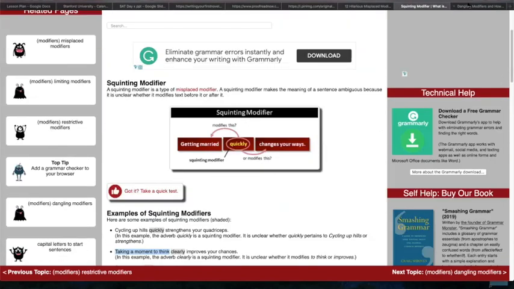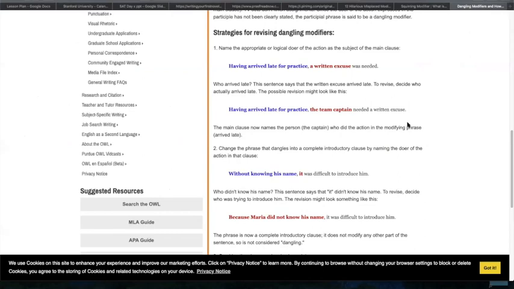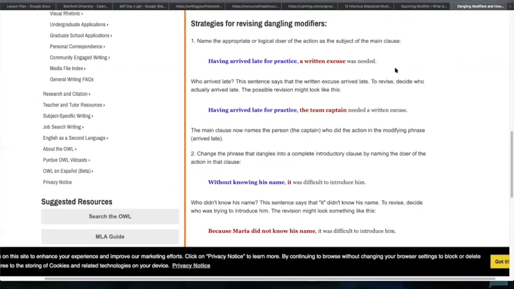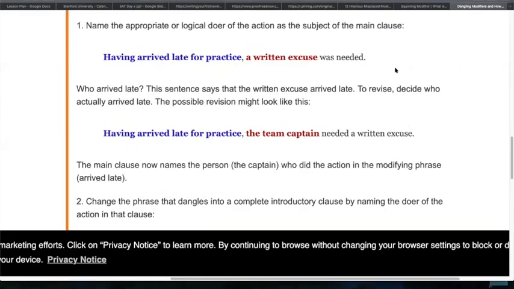Okay. Dangling modifiers. All right. A dangling modifier is a modifier where the subject of the modifier is not there. So having arrived late for practice is the modifier. A written excuse was needed. But the question is, who arrived late? We don't know. In the sentence, who arrived late? We don't know. Therefore, this is a dangling modifier.